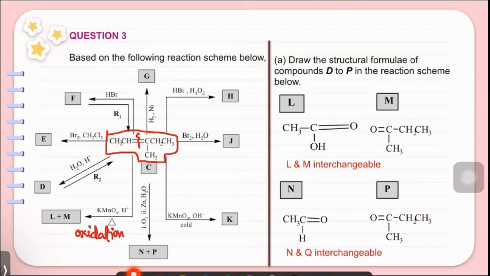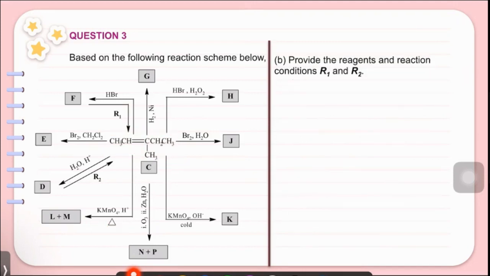Okay, and now question number 3B, provide the reagents and reaction conditions for R1 and R2. So we need to identify apa nama preparation untuk R1 tu. Okay, so preparation here comes from F, and then it will produce alkene. So F adalah haloalkane. Jadi apabila haloalkane, the reagent involved is co-ethanol, and then perlu ada heating process.